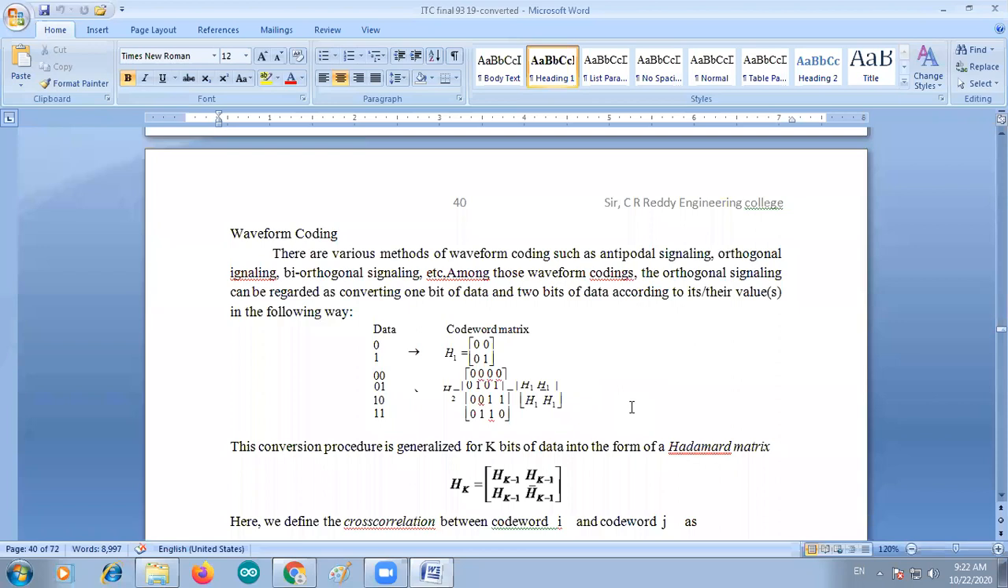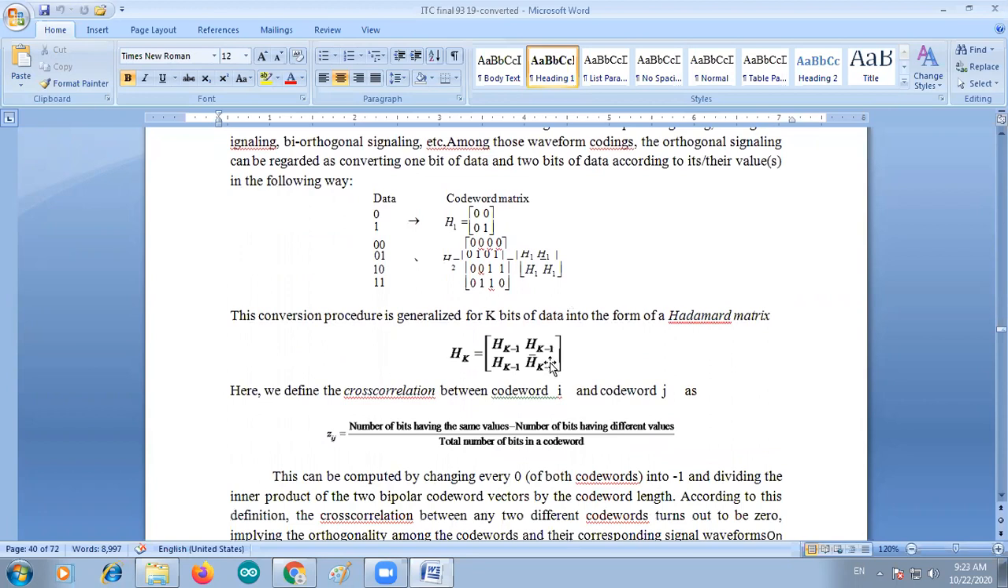What are those? 0, 0, 0, 0, 0, 1, 0, 1, 0, likewise, up to 1, 1, 1. So what is the code matrix? That is H3. H3 is equal to H2, H2, H2, and H2 bar. The first row is H2 and H2. Second row is H2 and H2 bar.